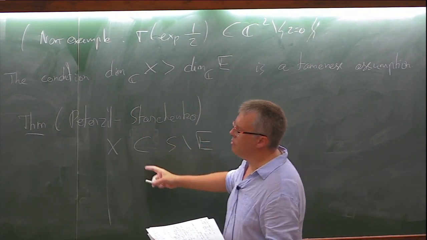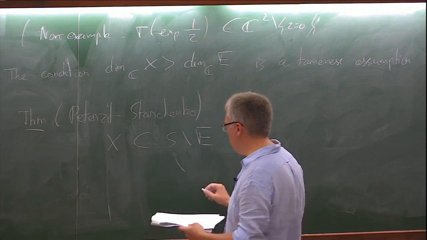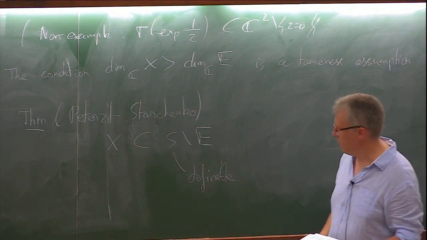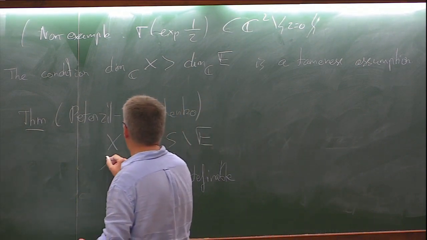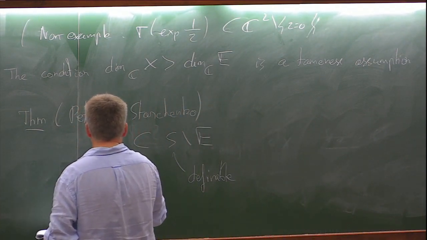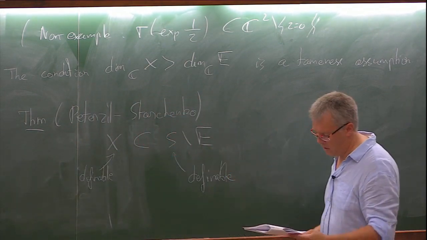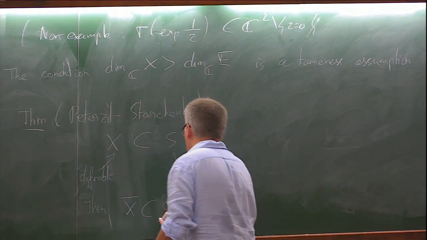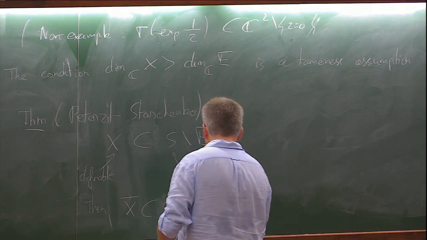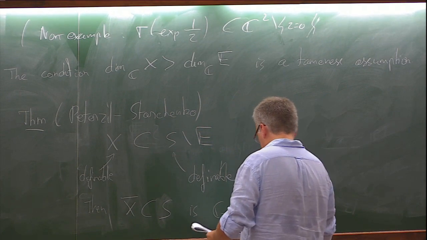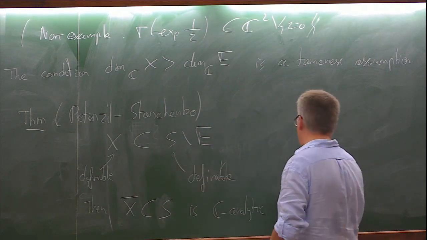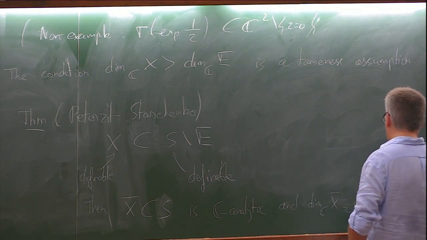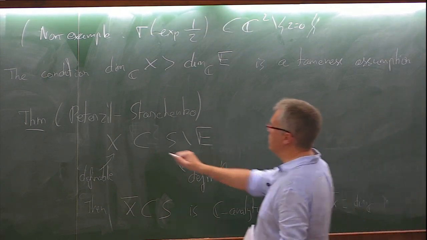but now, everything is complex analytic, but you assume that this guy is definable. As before, definable means definable in some o-minimal structure. You suppose that this guy is definable; this guy does not have to be. And then the claim is that if you take the closure in S, this is still complex analytic, with the same conclusion. So all these guys are C analytic.